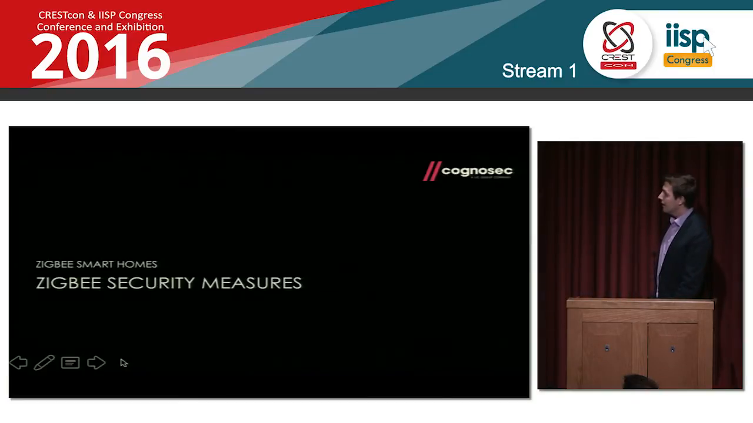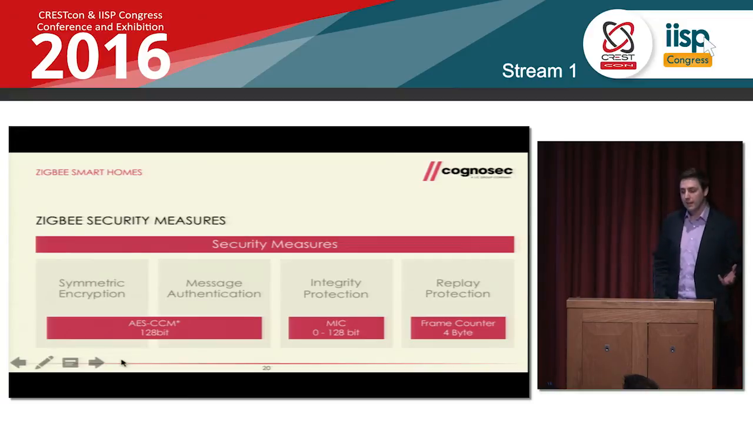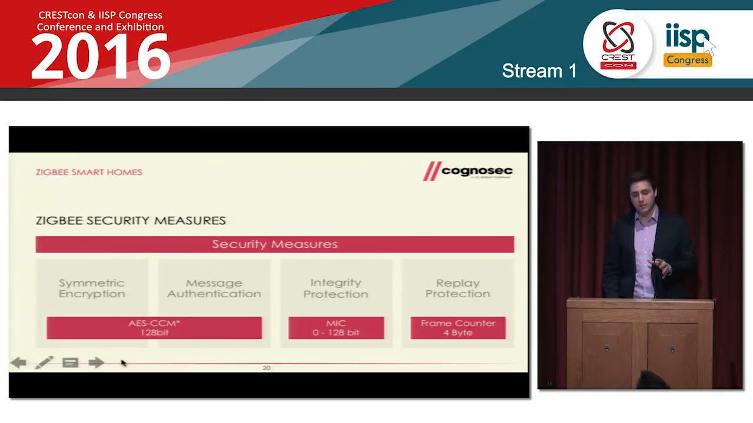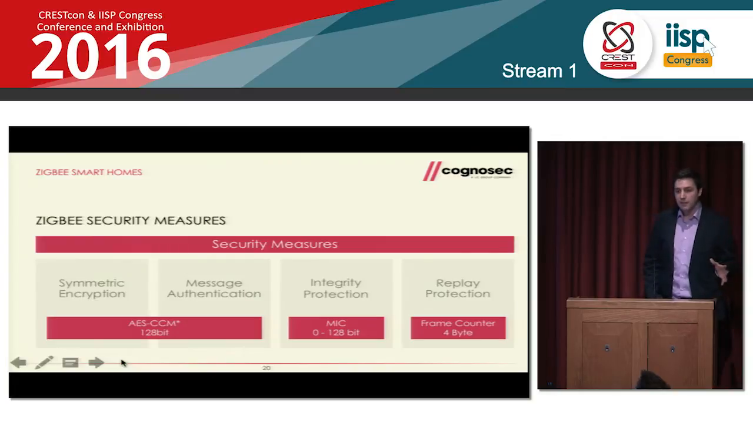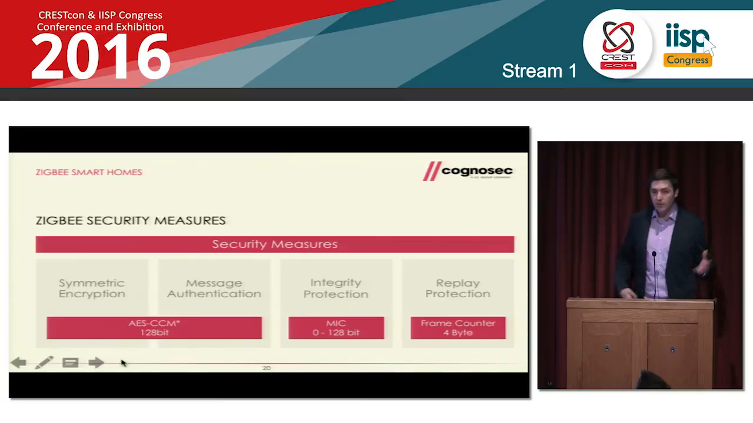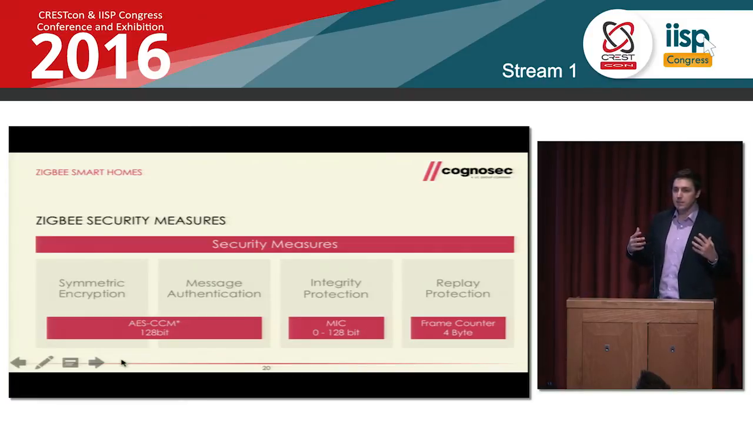So, okay, let's dig into what security measures ZigBee would provide. As mentioned before, at first sight, it's very good. They provide encryption capabilities. They use AES for it, so they don't do their own stuff, which is good. They provide message authentication, integrity protection, and replay protection. And I think for the kind of devices ZigBee is designed for, that's very good.